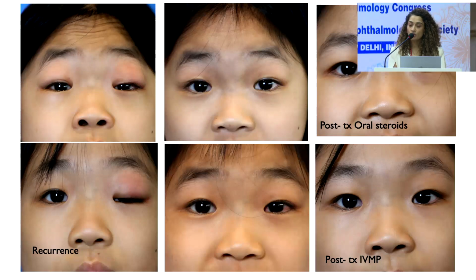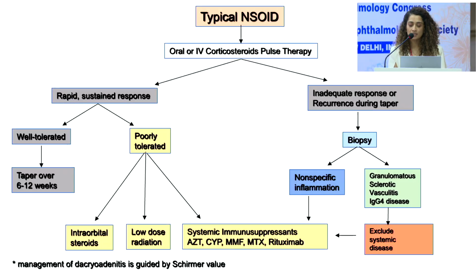So for any orbital inflammatory disease, I would say the first line of management is steroids, whether it's oral steroids to start with. In a child, I would possibly start with oral steroids to be on the safer part and then go in for IVMP, because even parents were not really willing to go for IVMP as a primary management, and she settled down.